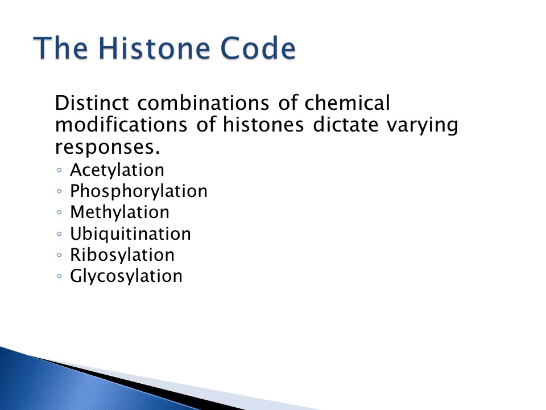So the histone code: you could have different modifications of histones. You can have acetylation, phosphorylation, methylation, ubiquitination, ribosylation, and glycosylation. And these are all important modifications depending on what process is happening in the cell.